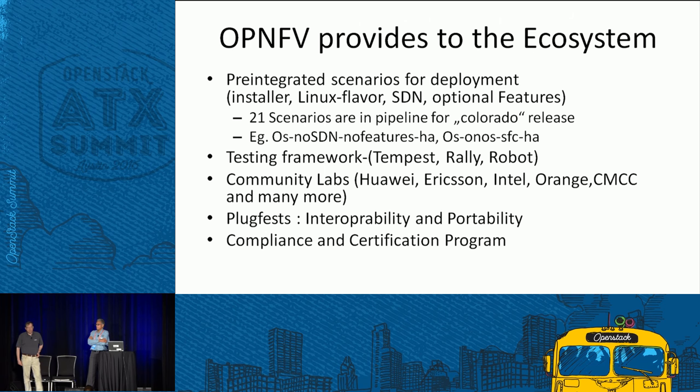So on this slide, I summarize once more, after we talked so much about the requirements we are working on, the other aspects we are providing to the communities. Pre-integrated scenarios, and in the Colorado release, we have defined 21 scenarios. All of them need to be tested in our release flow, in our CI pipeline, to be able to define these and provide these to the ecosystem.